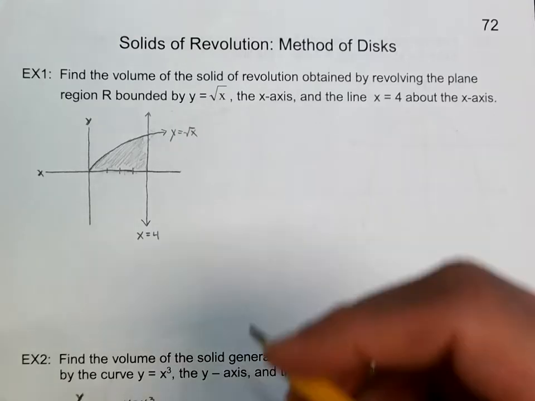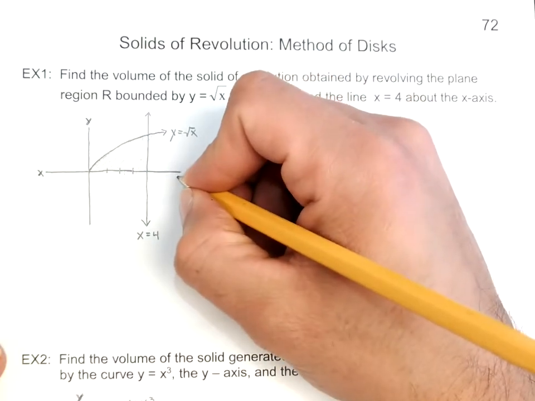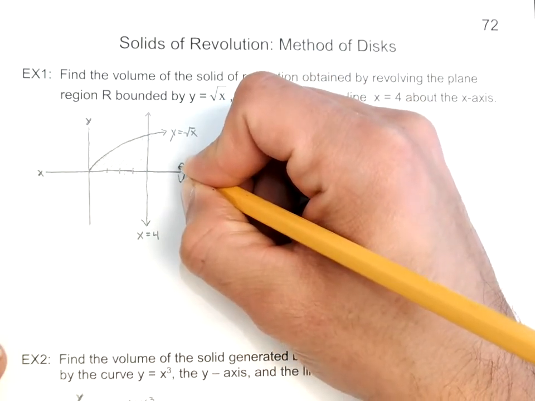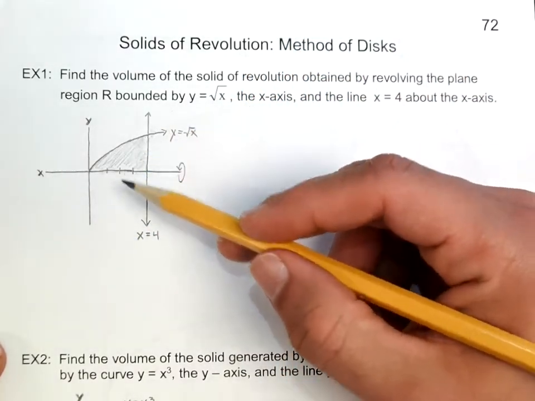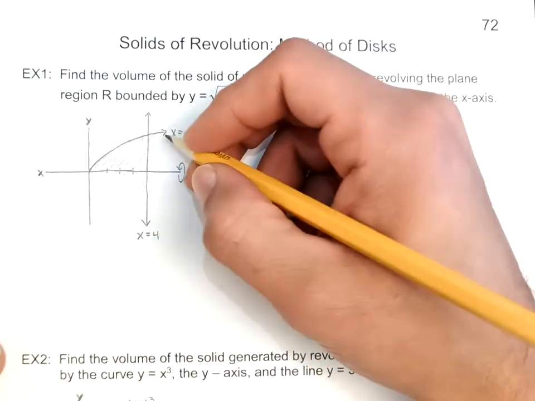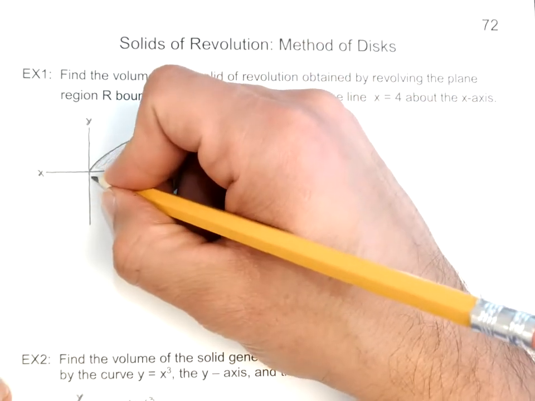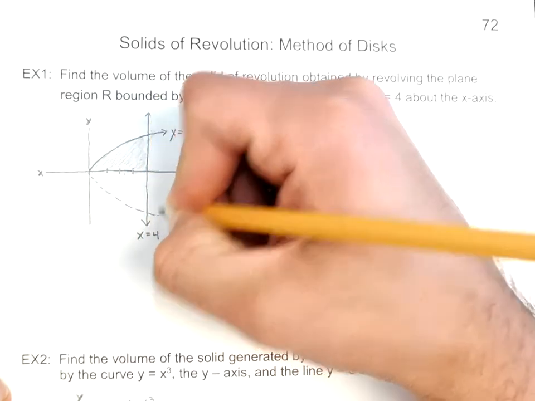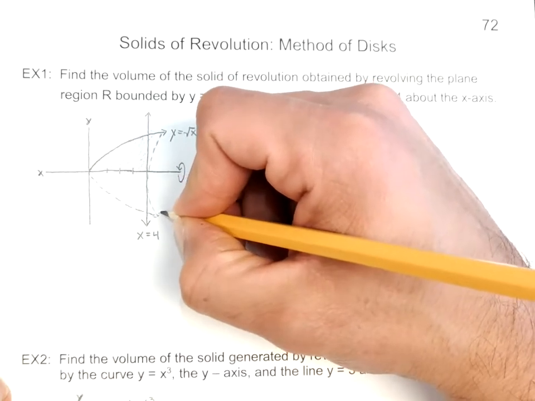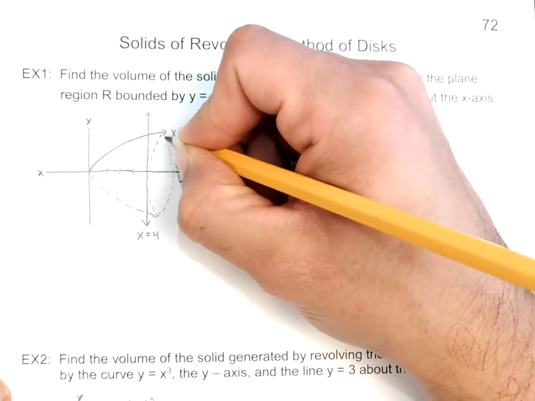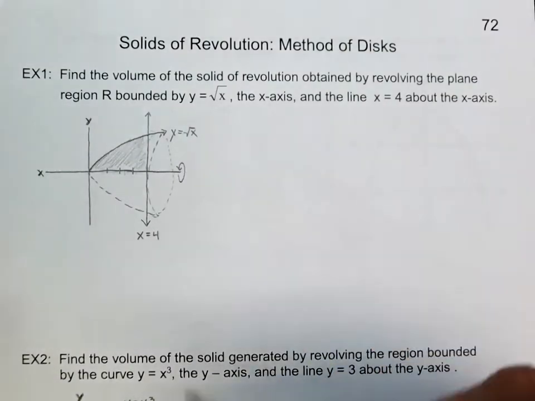So what we're actually doing here is rotating that. If you can imagine spinning this region, when you do, it's going to make something, and I'm going to make my best attempt to draw it. When you rotate this, it will look something like this. It almost looks like the tip of a bullet. So that's what it will look like, and we're going to try to find the volume of that.